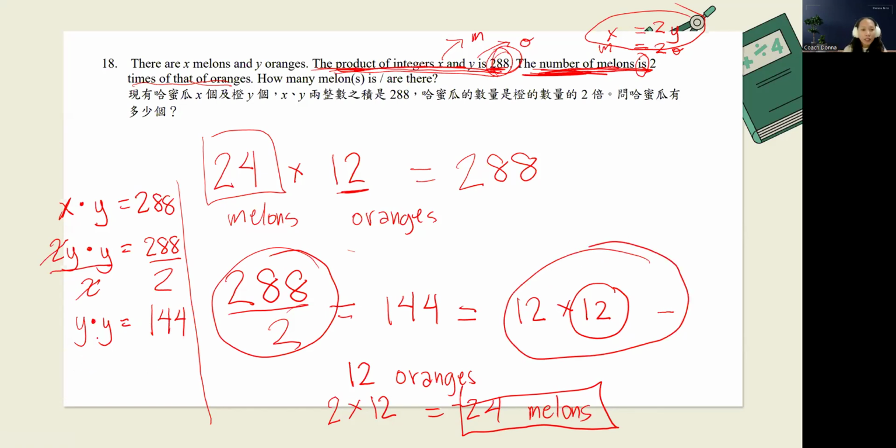This is that process right here. So y must be equal to 12. Remember, y is the number of oranges. So you have 12 oranges. And from our statement that x is equal to 2y, you know that our melons is twice our y, which is 12. 2 times 12 is 24. So 24 melons in all.